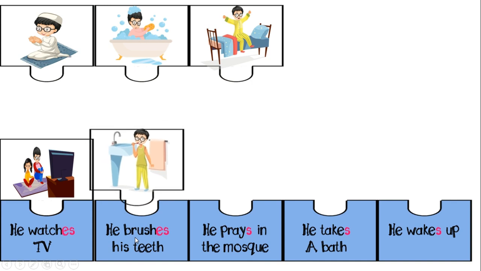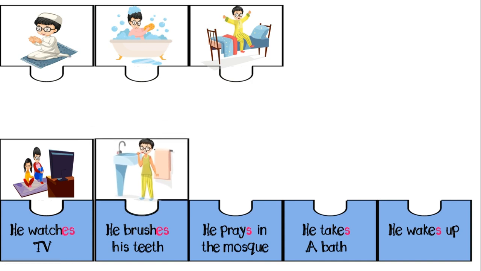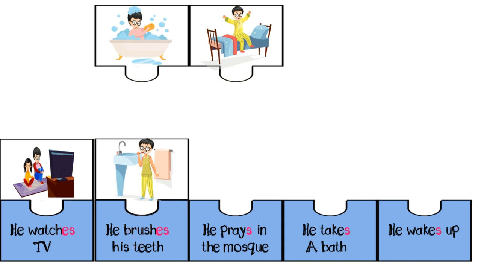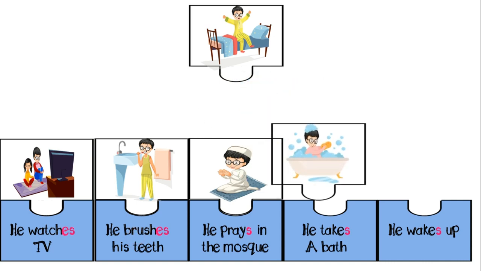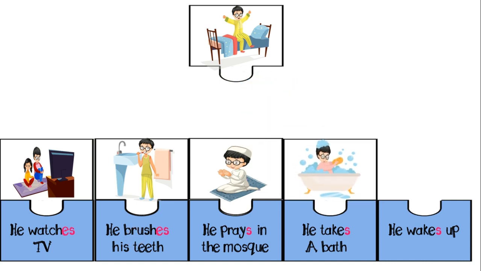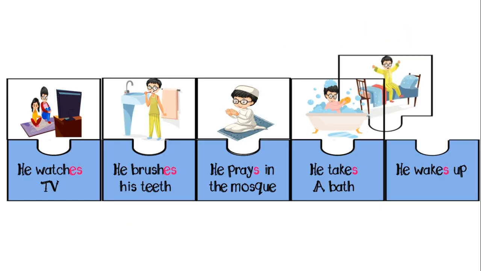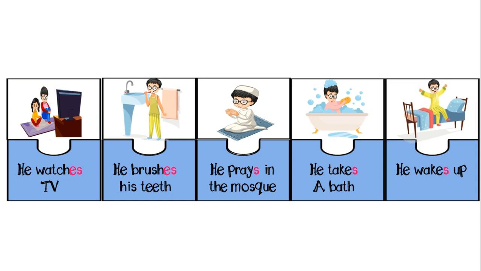Excellent work. Next, he prays in the mosque. Excellent. Number 4, he takes a bath. Excellent work. Finally, he wakes up. He wakes up. Okay, very good work. So these are 5 activities that Omar does every day or on weekends. We don't really know. Some of the activities Omar does.